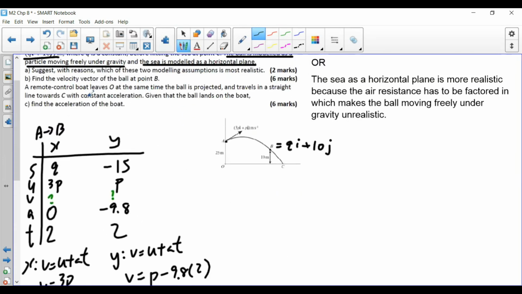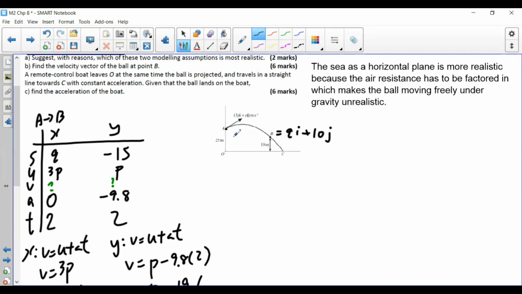Right. Part B: a remote control bolt leaves O at the same time the ball is projected and travels in a straight line towards C, corresponding to acceleration. Given the ball lands on the bolt, find the acceleration of the bolt. Now think about this. Again, if you're unsure what information the question is giving you, think about the route one by one. When the bolt catches the ball, which variable does it relate to in the route? It certainly relates to the R position, because they both have to appear at the same position for them to meet, right?